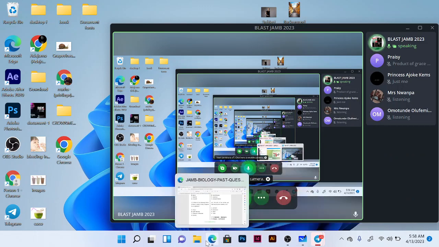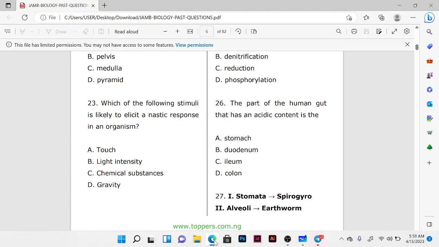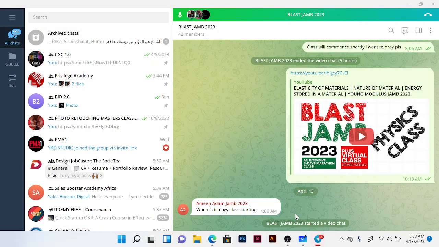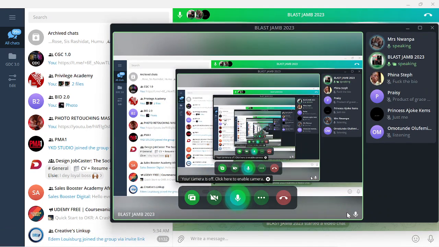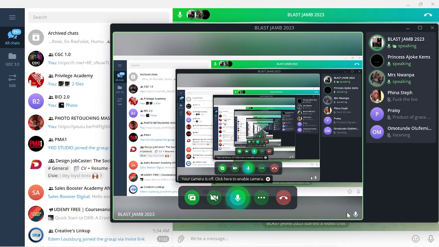So let us go to our question once again. The question says, the part of the human gut that has an acidic content is A, the stomach, B, the duodenum, C, the ileum, and D, the colon. So who wants to answer the question now? I believe the question has been treated, so who wants to give us the answer? The stomach. Good. Yes. And what is responsible for that acidic nature?